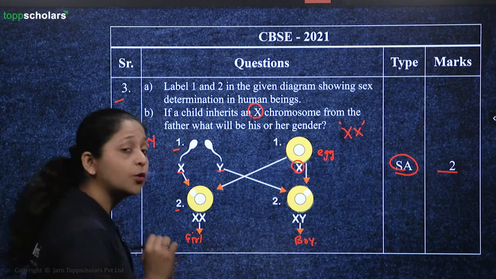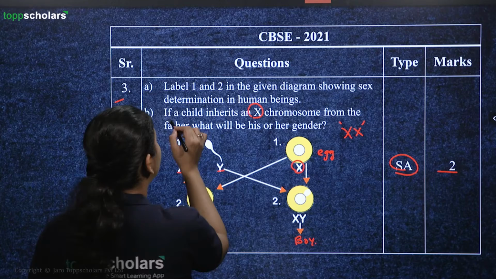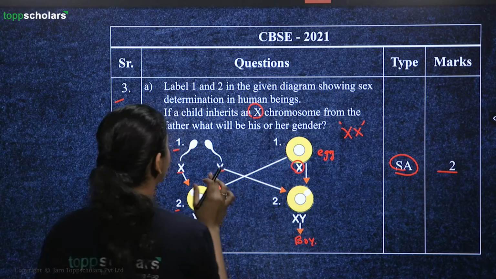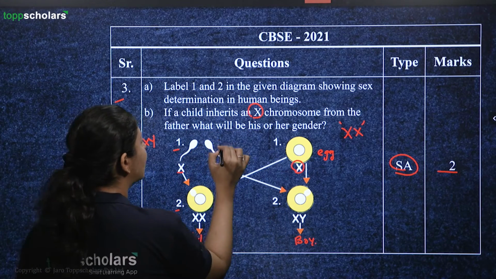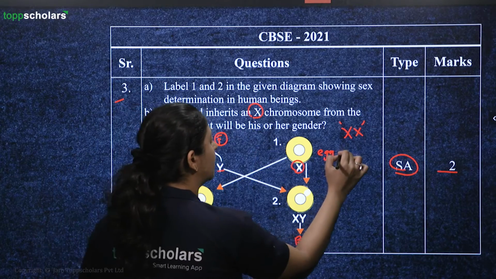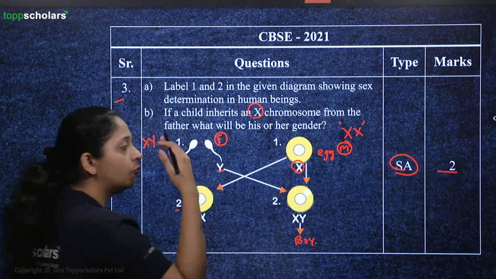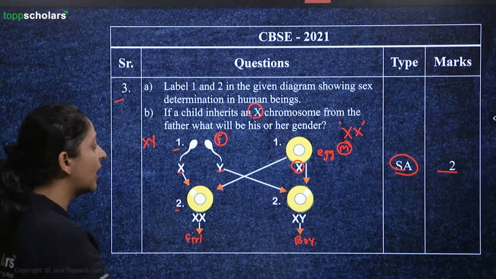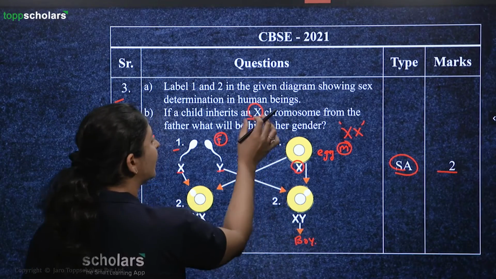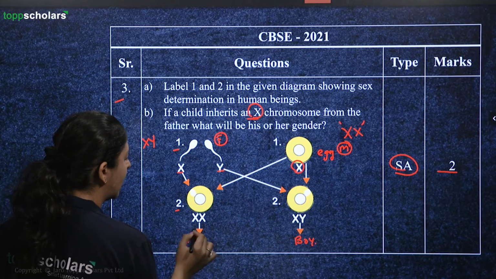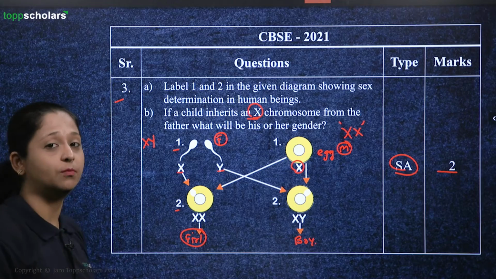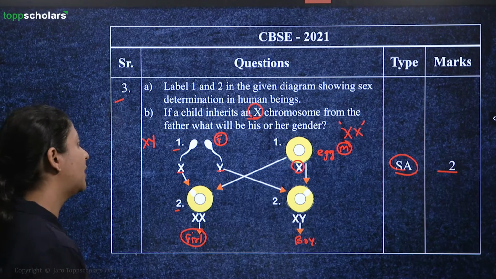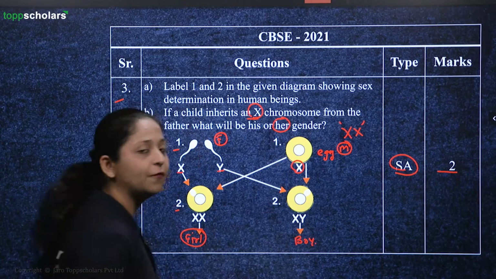boy. So, what is the question asked for you? If a child inherits X chromosome from the father, correct? From mother, they will definitely get X. They don't have any other option. So, as they are getting X chromosome from father, it will inherit and the sex of the baby will be a girl or a female. So, it will be a female child.